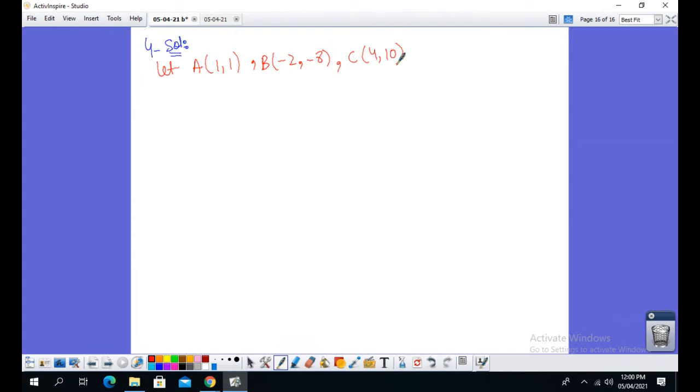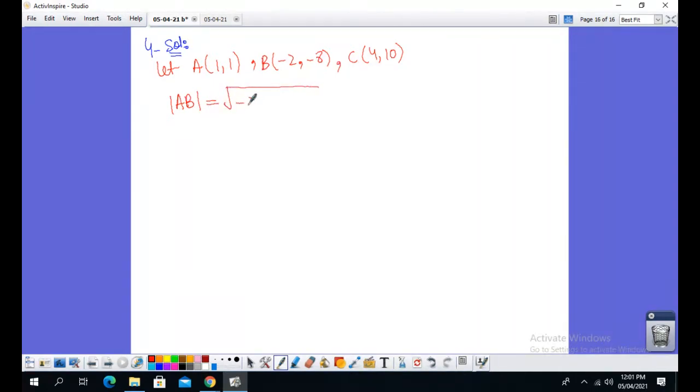We check whether or not these points lie on a straight line. If these points lie on a straight line, then the distance between two points is equal to the distance involving the third point. Therefore, first of all, we take the distance between A and B.